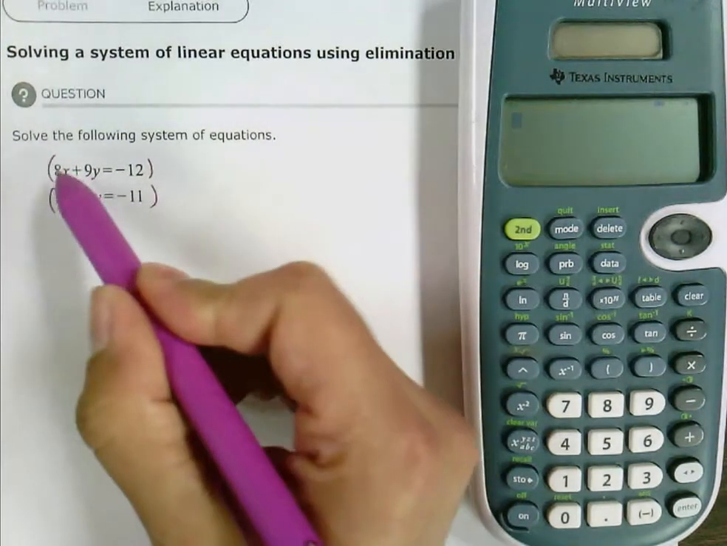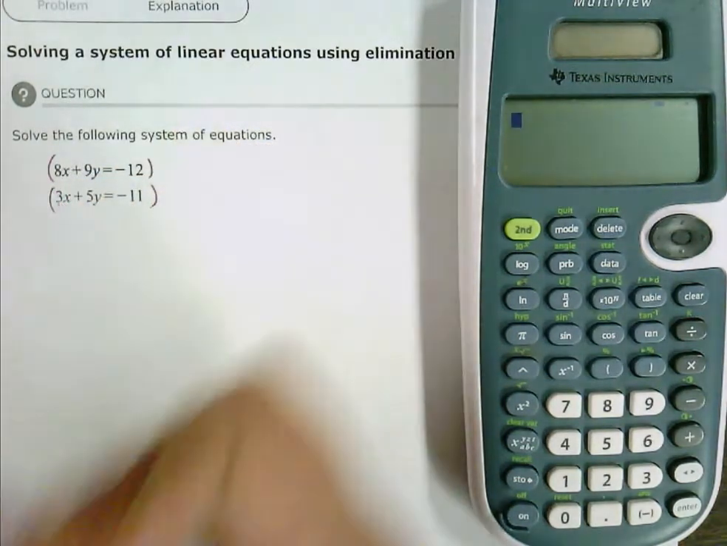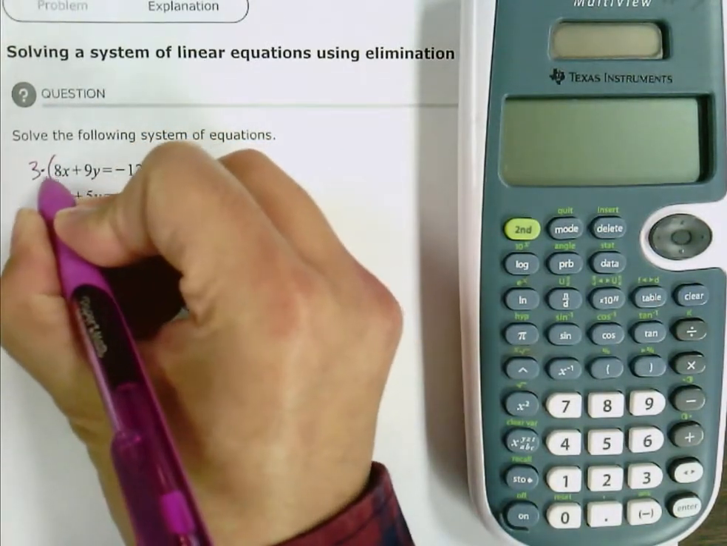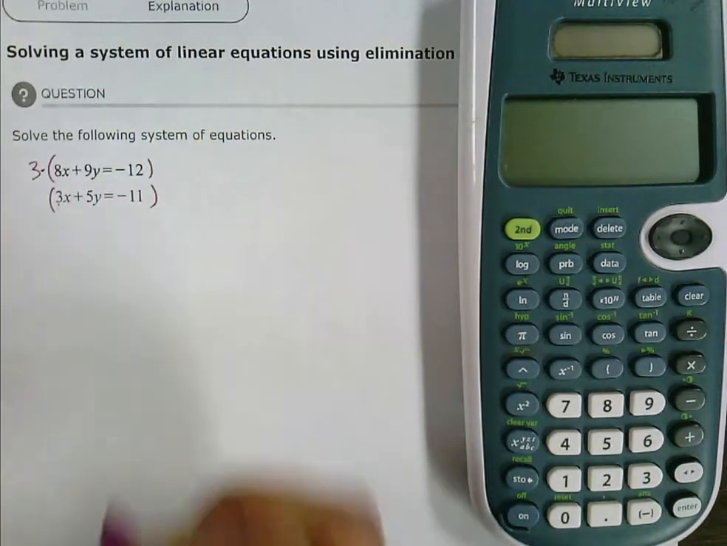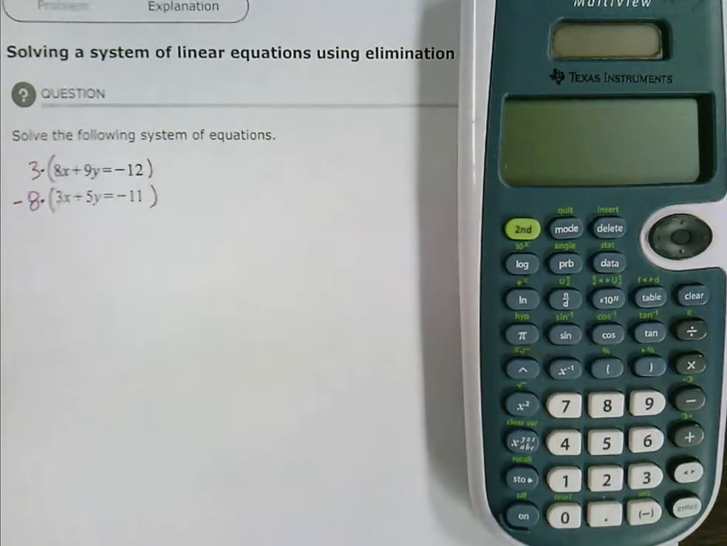Now, if we change them both to 24s, that won't add up to 0. Therefore, we have to make one a positive and one a negative. 8 times positive 3 will result in a positive 24, whereas 3 times a negative 8 will result in a negative 24.